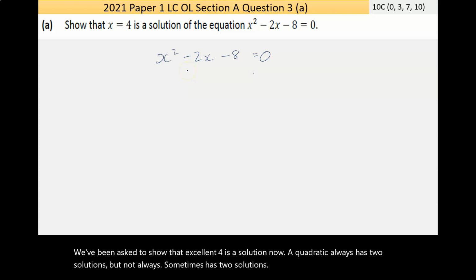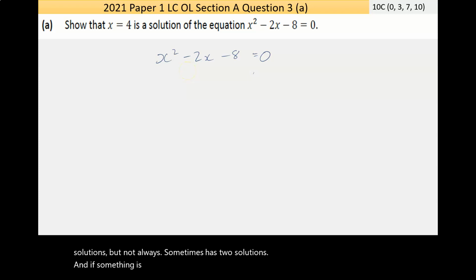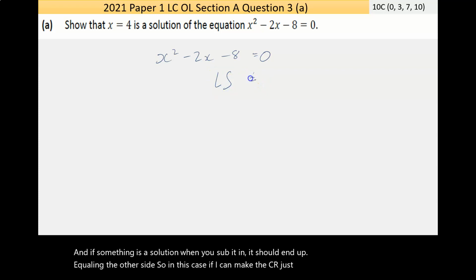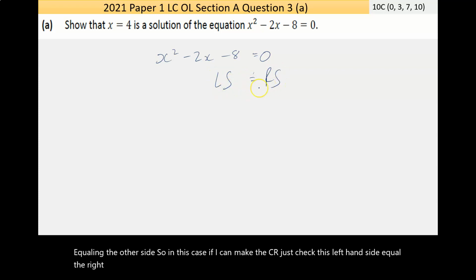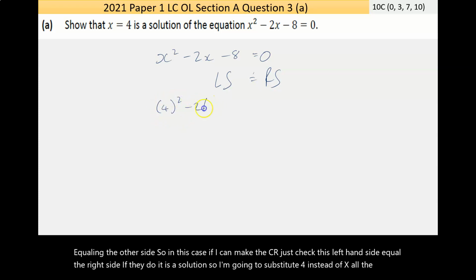And if something is a solution, when you sub it in, it should end up equaling the other side. So in this case, I can just check, does the left-hand side equal the right-hand side? If they do, it is a solution. So I'm going to substitute 4 instead of x all the way through the equation.